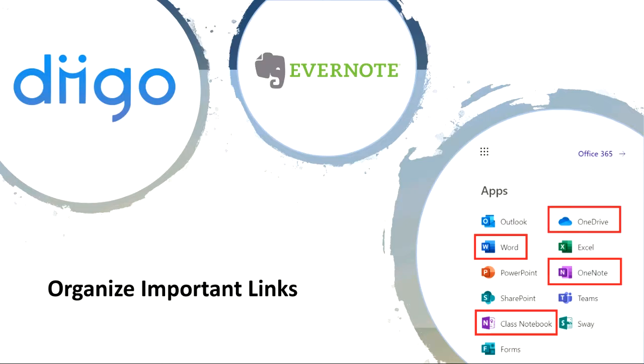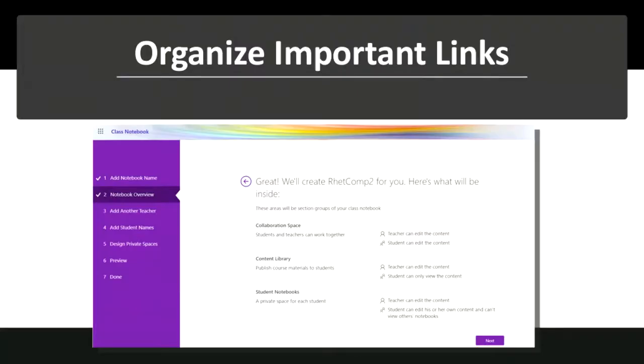So just a visual representation of that. This is what it'll look like while you're setting up your class notebook. And you can see on the left-hand side, you create a notebook name. You've got an overview of the different options for that notebook. You can add another teacher.